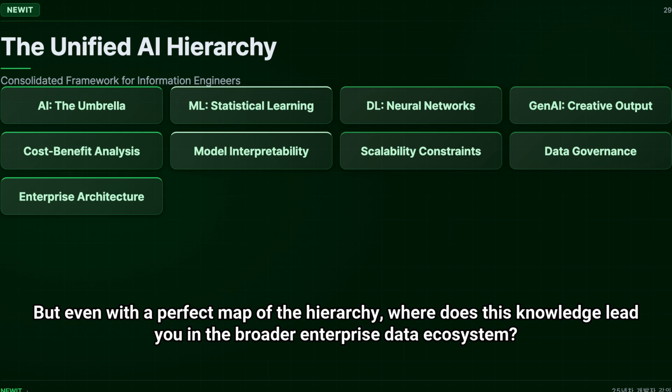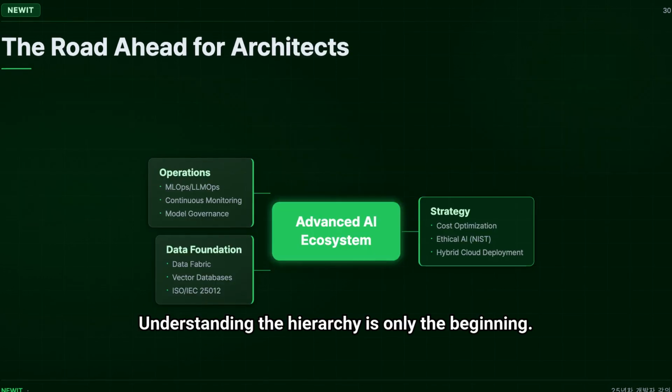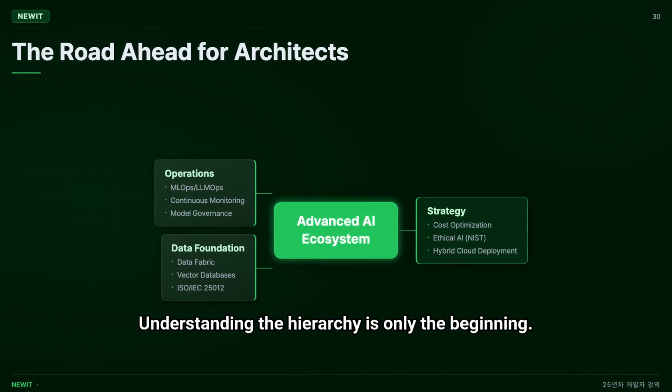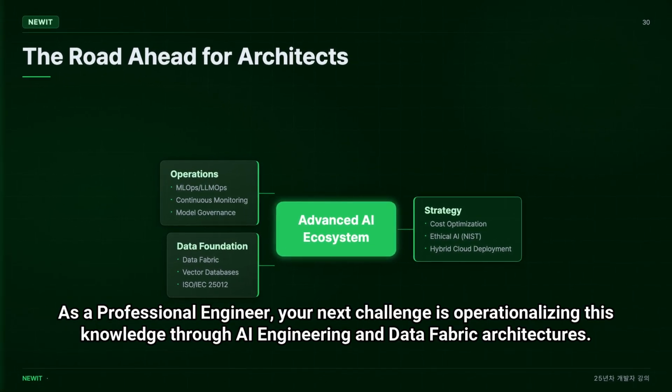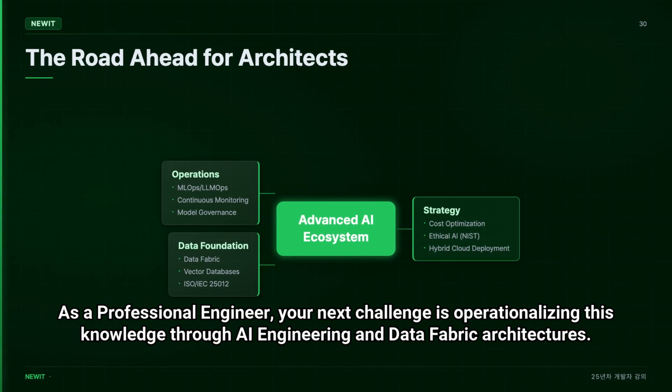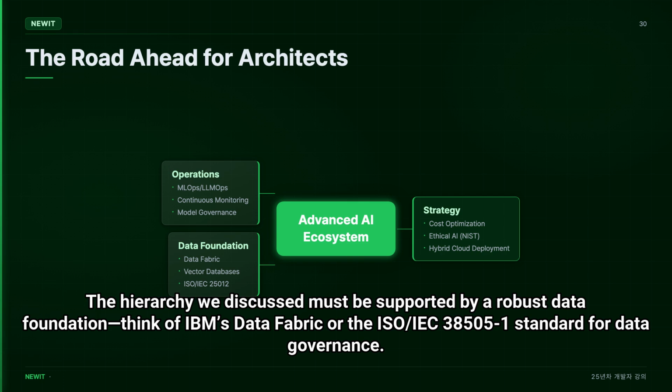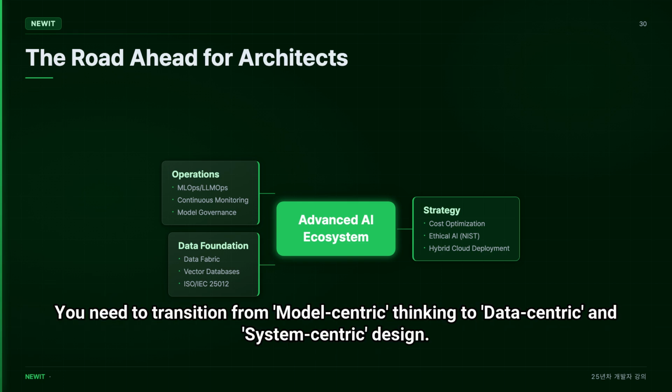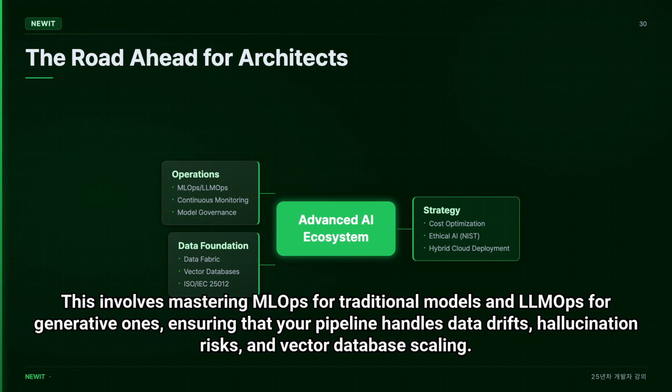But even with a perfect map of the hierarchy, where does this knowledge lead you in the broader enterprise data ecosystem? Understanding the hierarchy is only the beginning. As a professional engineer, your next challenge is operationalizing this knowledge through AI engineering and data fabric architectures. The hierarchy we discussed must be supported by a robust data foundation. Think of IBM's data fabric or the ISO ISC 3885051 standard for data governance. You need to transition from model-centric thinking to data-centric and system-centric design.